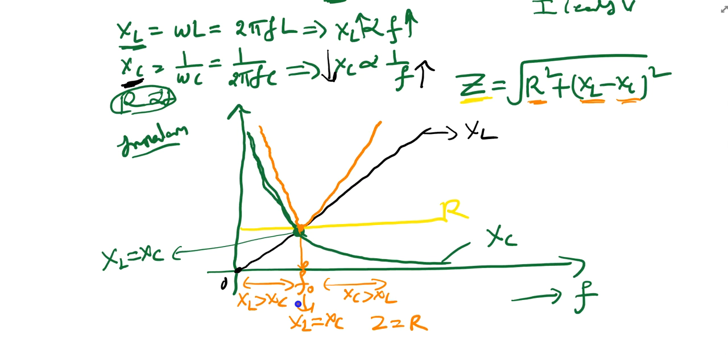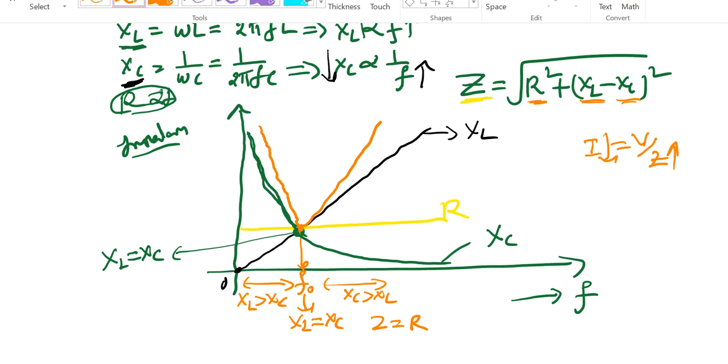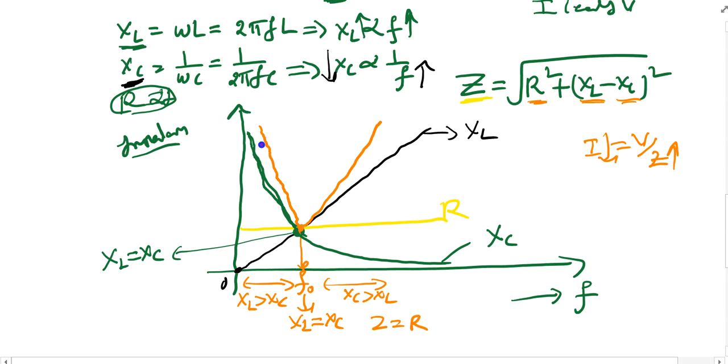Then what about my current? You know I is equal to V by Z. If Z increases, your I is going to decrease. So from this point, if the impedance is very high, the current is less, and as my impedance decreases, the current increases, and it reaches a maximum point and then comes down again. So this is called your current.